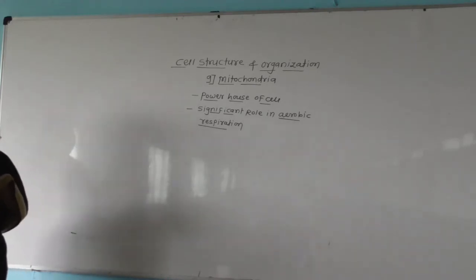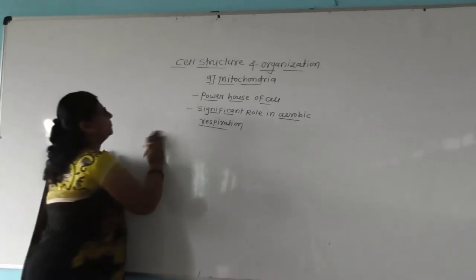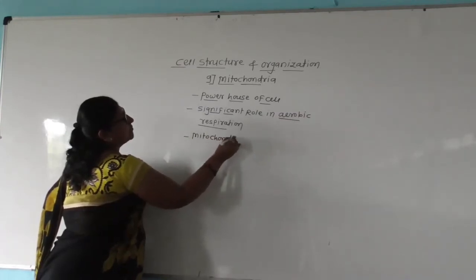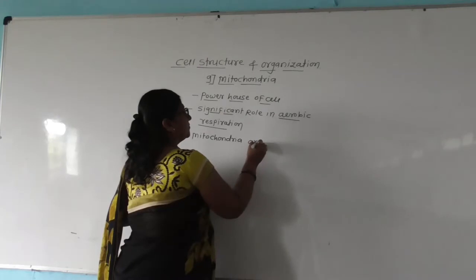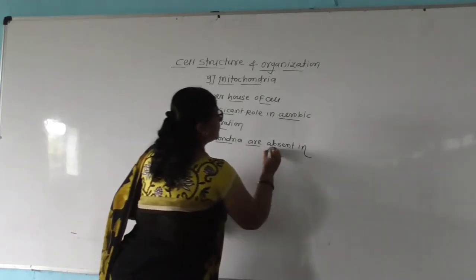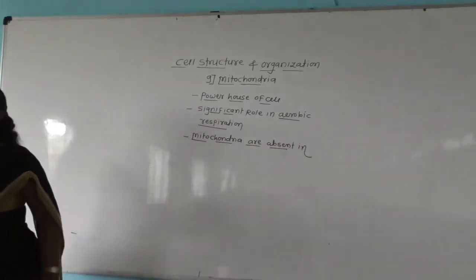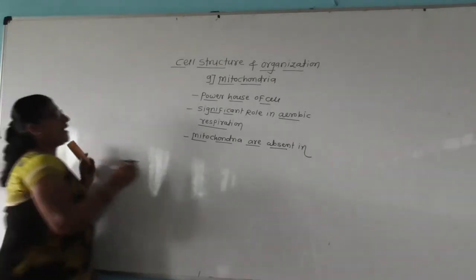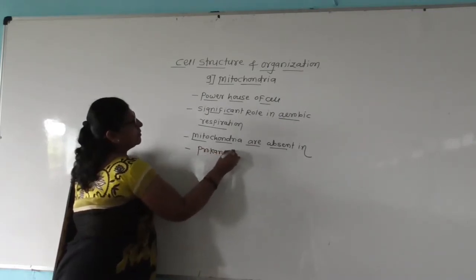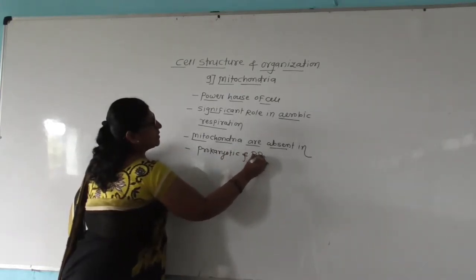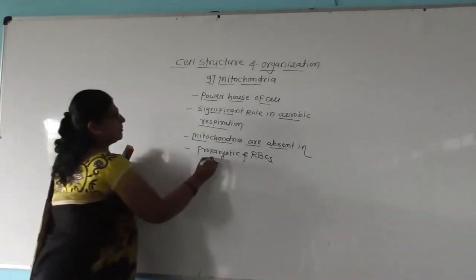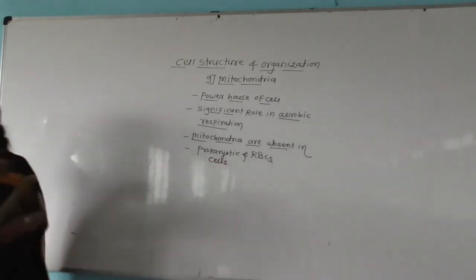Mitochondria are absent in prokaryotic cells and red blood corpuscles, that is RBCs.